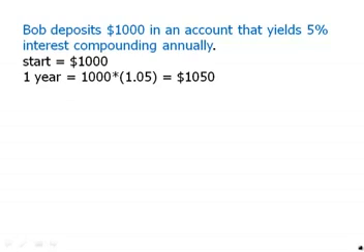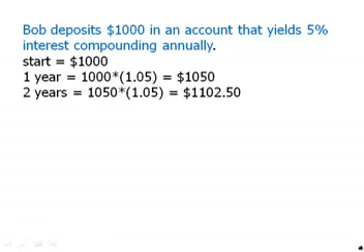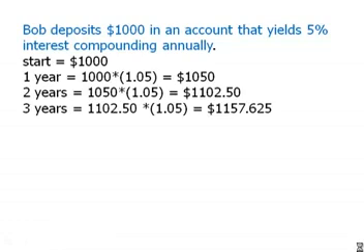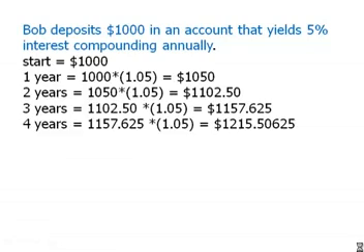After that, they diverge. So after 2 years, we multiply 1050 by this same multiplier. We get 1102.50. Then multiply by that multiplier again and again. So these numbers are starting to get very hairy.